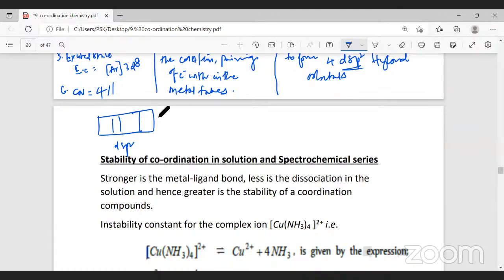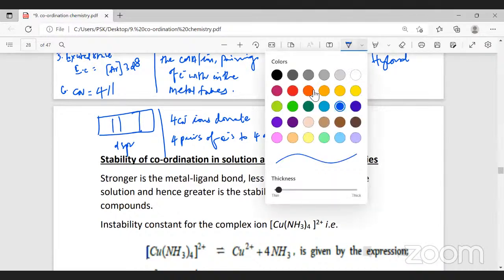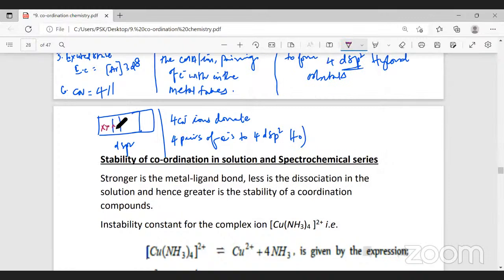Now I can write a statement saying 4 cyanide ions donate 4 pairs of electrons to 4 dsp2 hybrid orbitals. So if they donate, what happens? Now ligands, there are 4 ligands, cyanide ion 4. So that we represented by X. These are the electrons donated by the ligands.